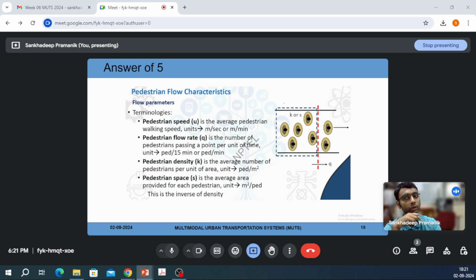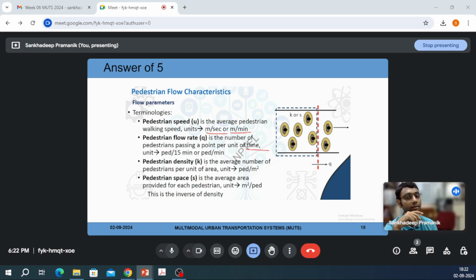So we talked about different flow parameters. Pedestrian speed is the average pedestrian walking speed that can be measured as meter per second or meter per minute. Then pedestrian flow rate is the number of pedestrians passing a point per unit time, like pedestrians per 15 minute or pedestrians per minute, this kind of thing we can do.